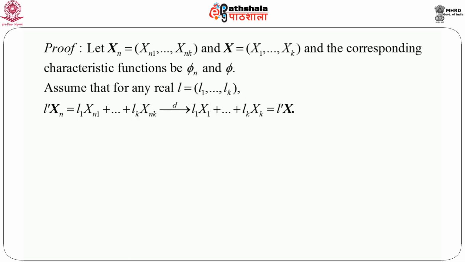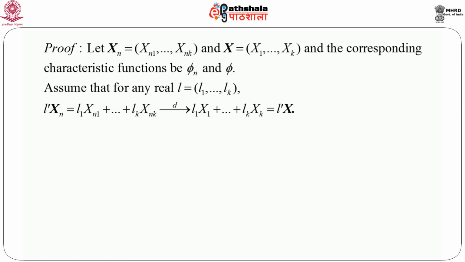So, let us start the proof. As we know, the distribution function and the characteristic function have a one-to-one correspondence, that means the characteristic function defines the distribution function uniquely. So, we start by deriving the characteristic functions. Let x n be a random vector having components x n 1, x n 2 up to x n k, and let x be another random vector having components x 1, x 2, up to x k. The corresponding characteristic function of x n is phi n, and the characteristic function of x is phi.